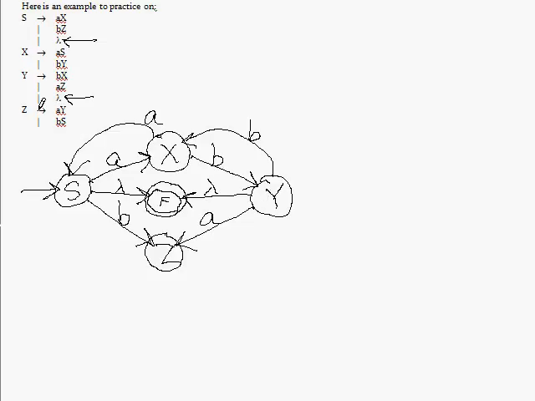Now we have to do Z. Z's rules, one goes to Y and it's labeled A, and one goes to S and it's labeled B. All right, now the worksheet asks us to look at this and figure out what machine this is. What language is that grammar generating?